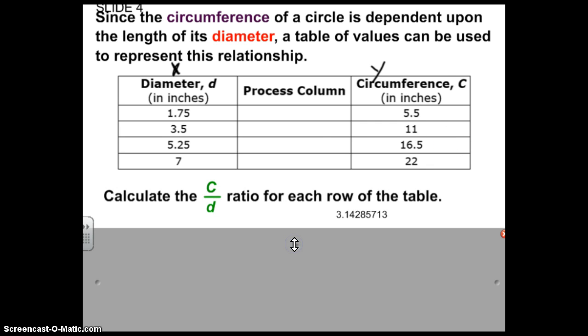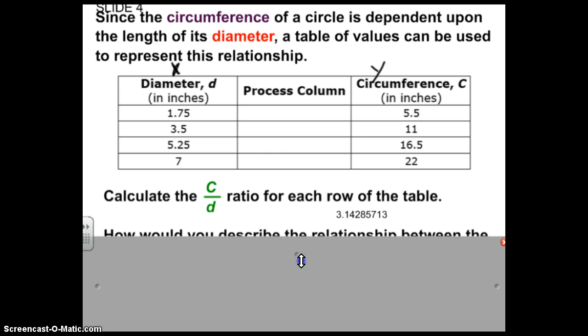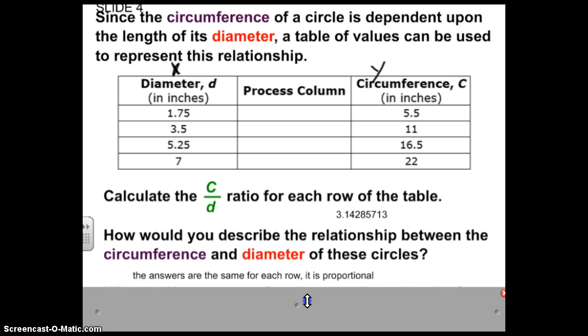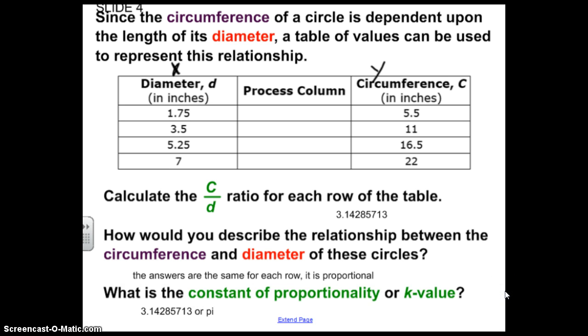If we take C divided by D for each row of the table, we will notice that we get 3.142857. How would you describe the relationship between the circumference and the diameter of circles? The answers are the same for each row, and when that happens, we call this a proportional relationship. What is the constant of proportionality, or the K?